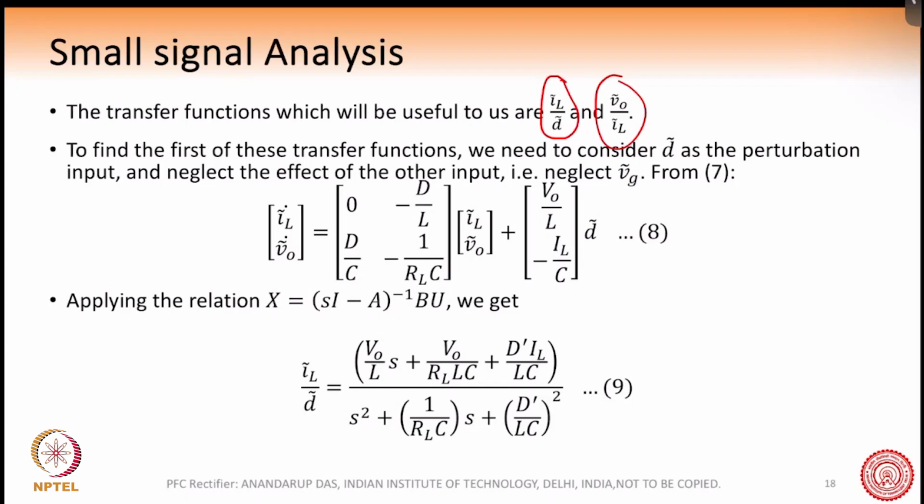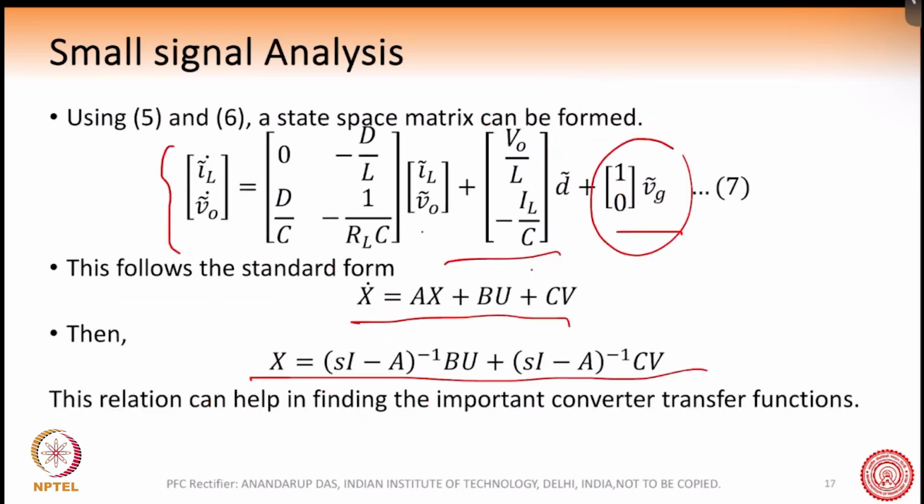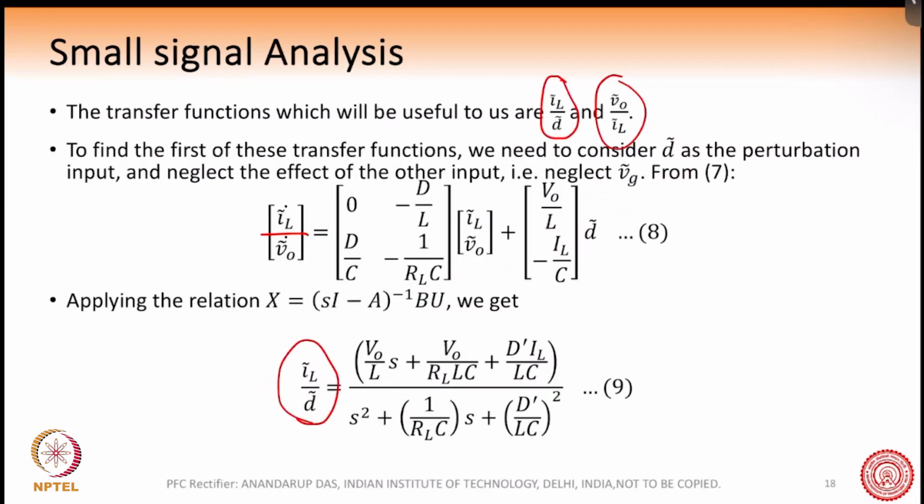Okay. So let us first see what will be IL hat by D hat. When you find IL hat by D hat, we assume that this VG hat is equal to 0. That is, the effect of the input has to be neglected. So we can write it this way, and putting in this equation, IL hat by D hat, when you do it this way, you will come to this equation here.